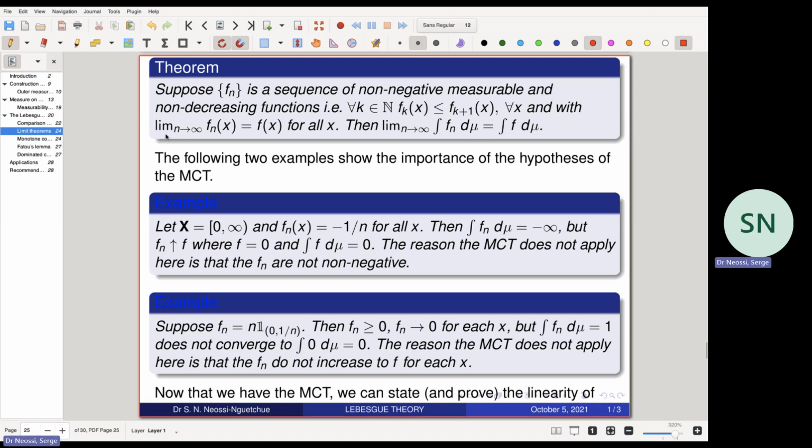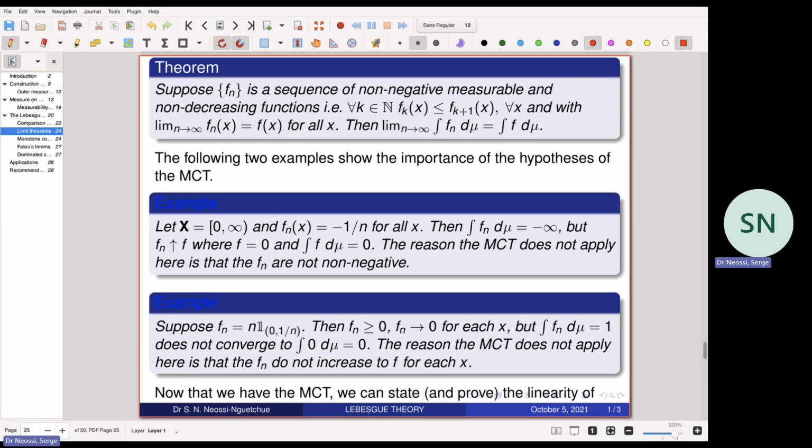And we assume that the sequence fn converges pointwise towards a function f for any x. So this is called pointwise convergence. For each x, the limit of fn(x) converges to f(x). Therefore, this theorem tells us that, actually, this is the monotone convergence theorem, we claim that we can take this limit under the integral, right?